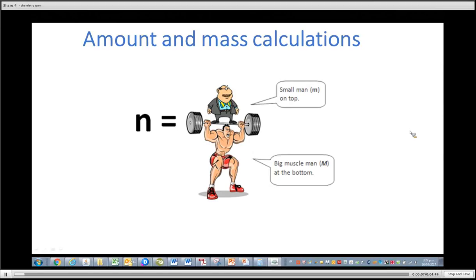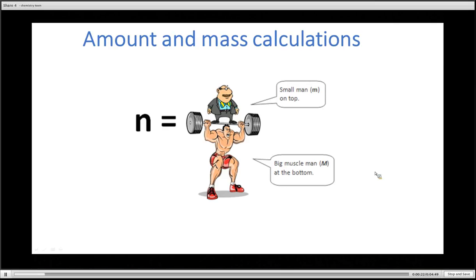Now the formula you need to know is n equals small m over big M. The small m is the mass, this little man on the top. The muscle man at the bottom is represented by capital M, and that is the molar mass. So let's have a look at these in more detail.